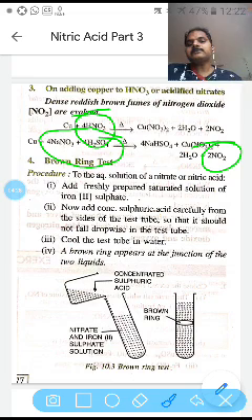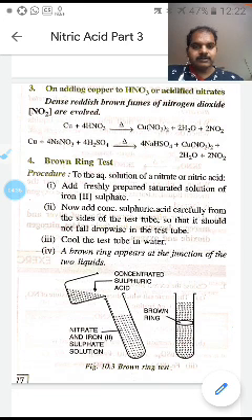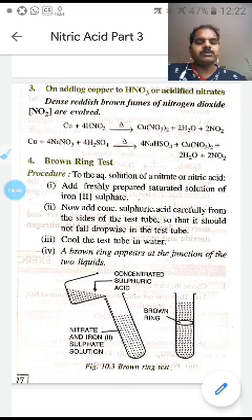Okay, next step, a very authentic step to identify nitric acid is the brown ring test. We can perform the brown ring test formation. It's a little tricky, but we should learn it so that we can perform it in our laboratories.